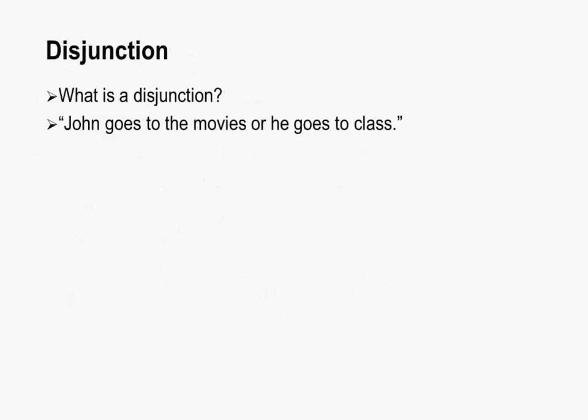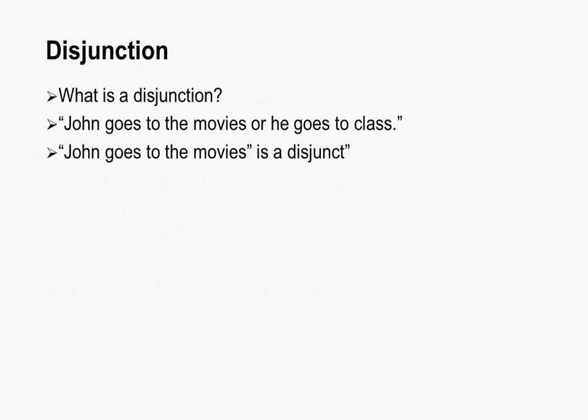So John goes to the movies or he goes to class. This kind of presupposes that one is excluded, right, that he can only do one. He can't do both. And that's what I mean by thinking of this in terms of exclusive terms. But in English, it's the word or that expresses that disjunction.